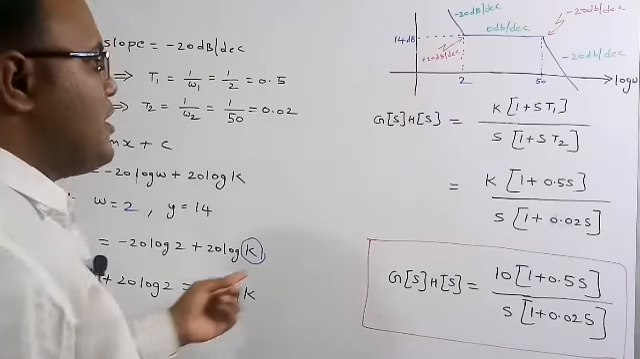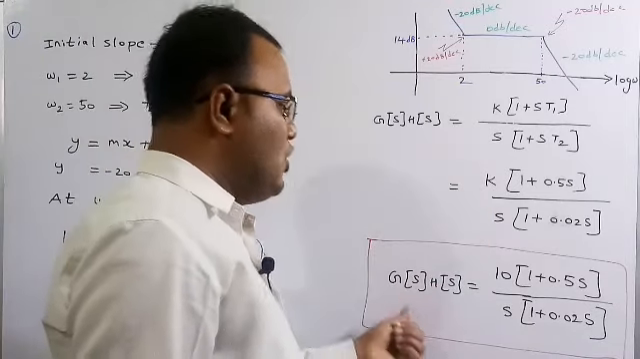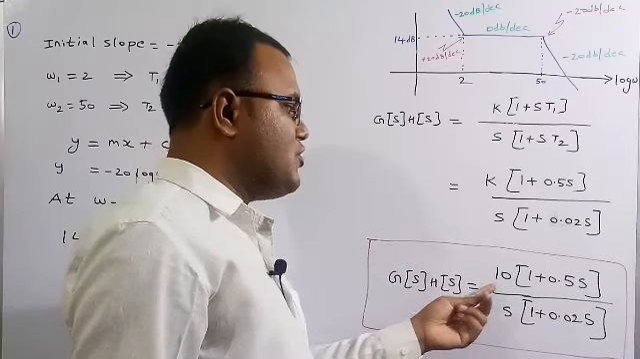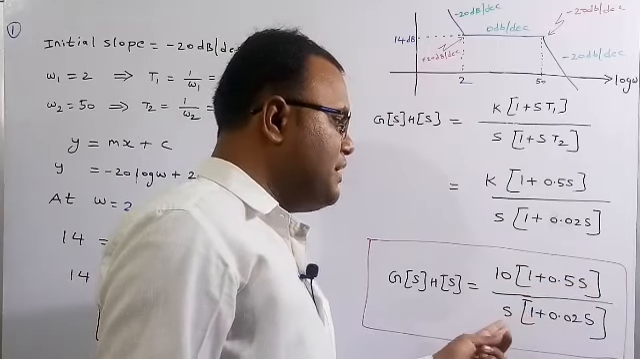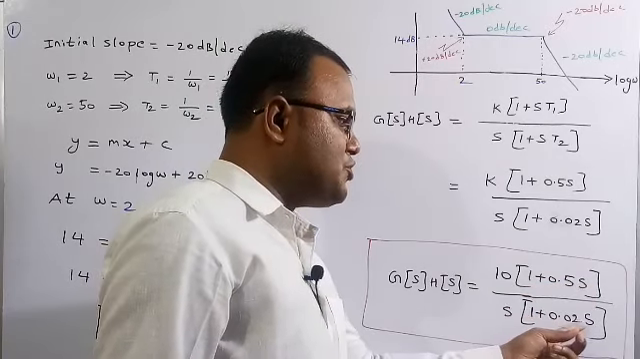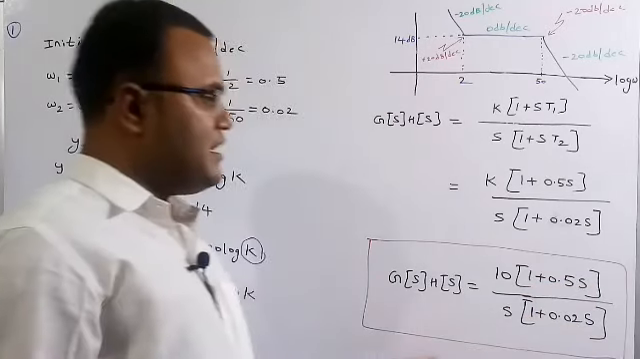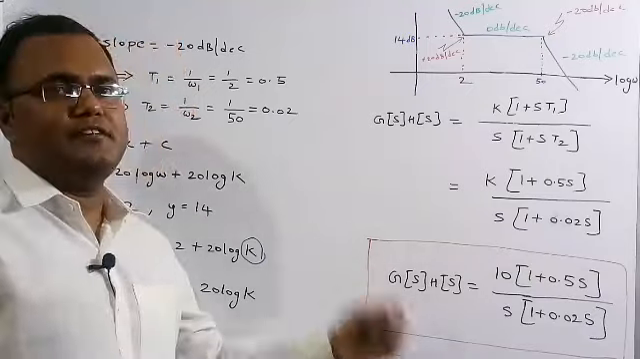So after substituting this value of k, 10, in this expression, finally we will get G(s)H(s) is equal to 10 into (1 plus 0.5 s) by s into (1 plus 0.02 s). This is the required solution of this numerical. So now we will solve the next numerical.